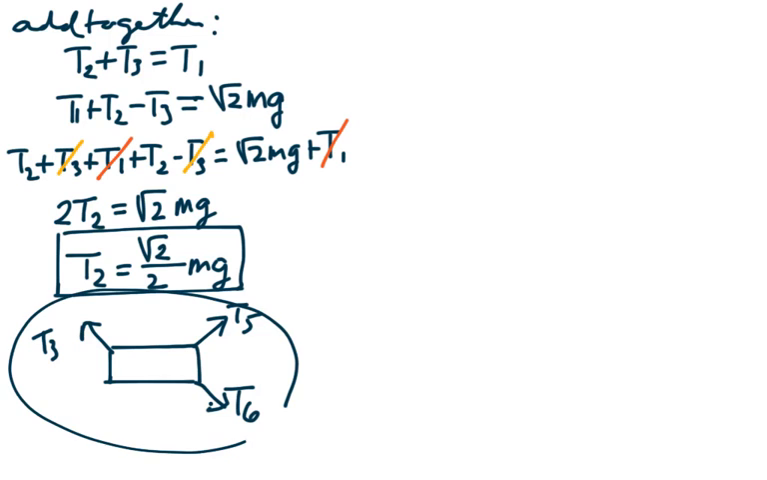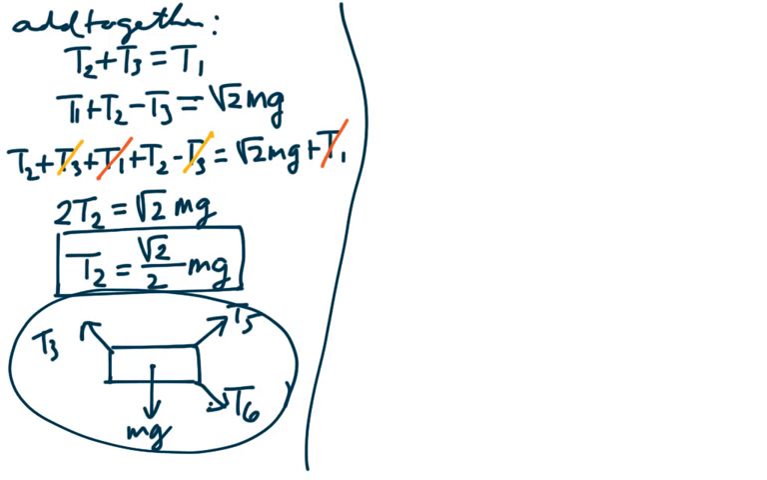Exactly the same kind of configuration with the mg as we had with the T2. And so with the same mathematics, we can prove that T5 is equal to the square root of 2 over 2 mg. Exactly the same free body diagram, and the other forces didn't really matter, and we came up with this result. So there's T5.